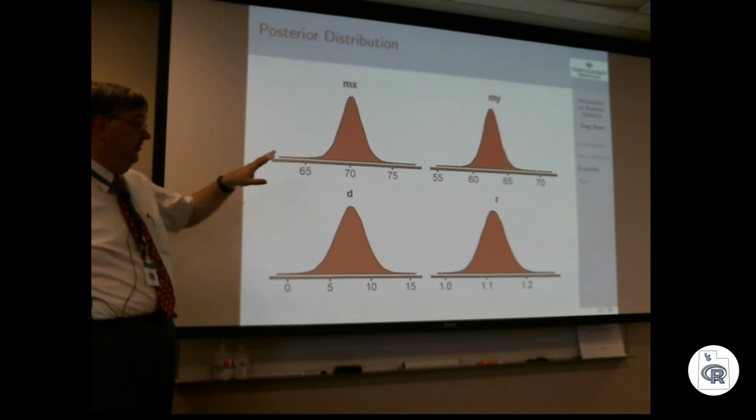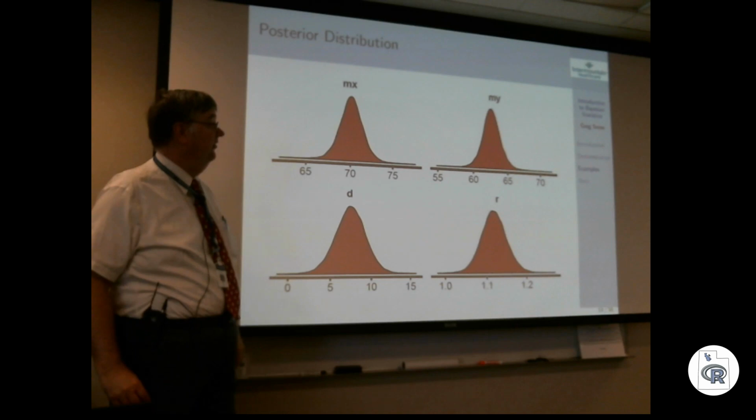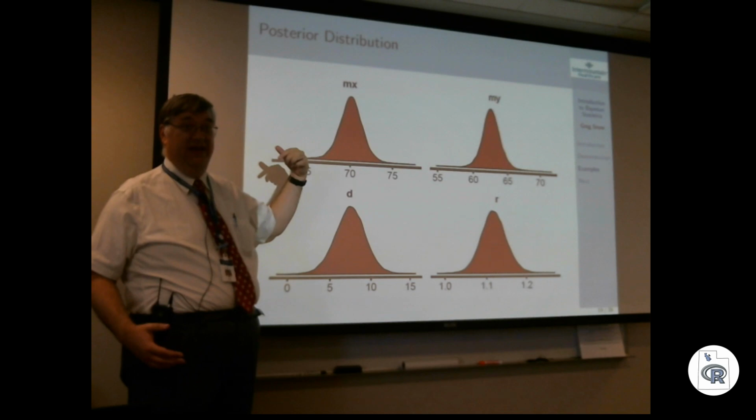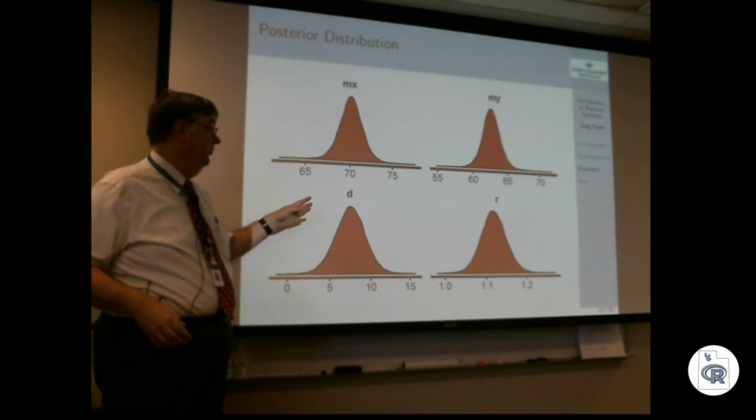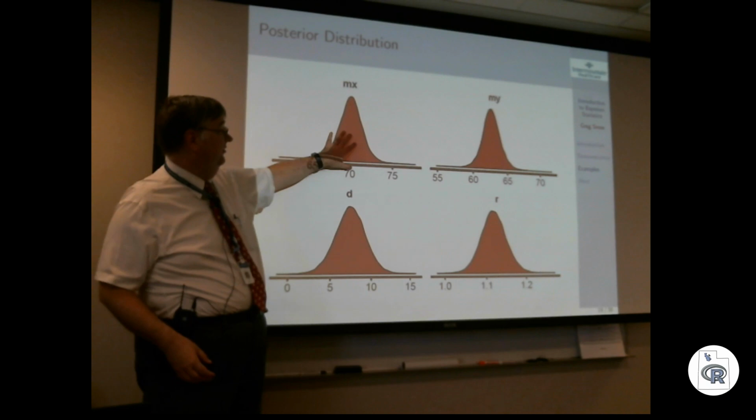So X was the males, Y was the females. Probably should have done that the other way, but so you can see here, before I had the mean and the interval, but here you can see the whole distribution. This height data was reasonably normal, so using the normal model made sense. And so you can see the posteriors here came out looking pretty normal as well. So this is for the males, this is for the females.